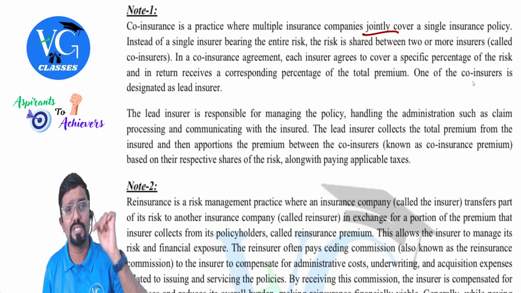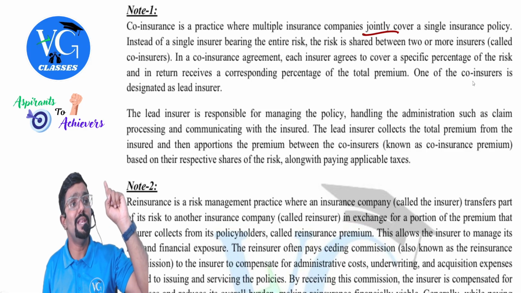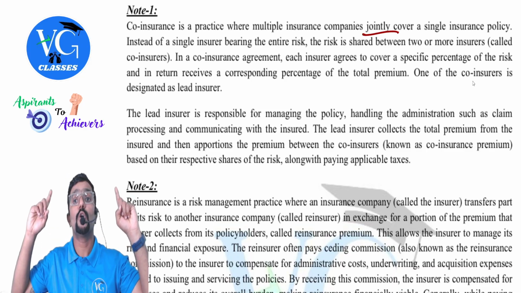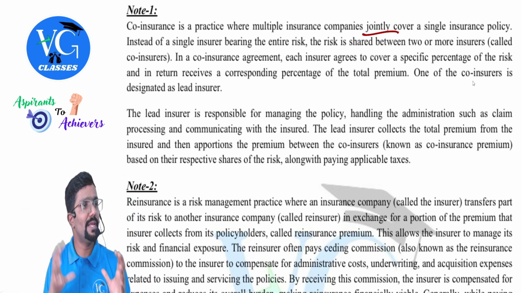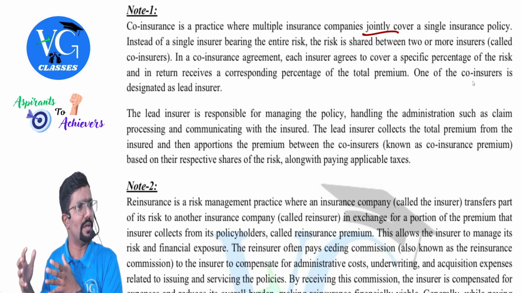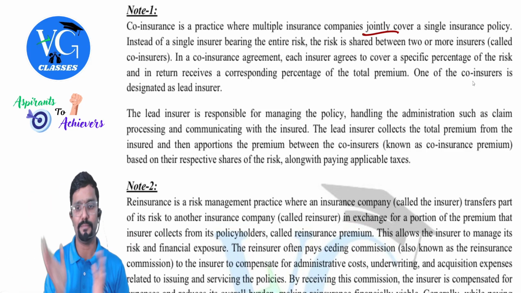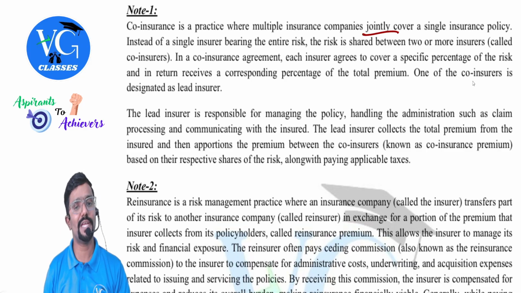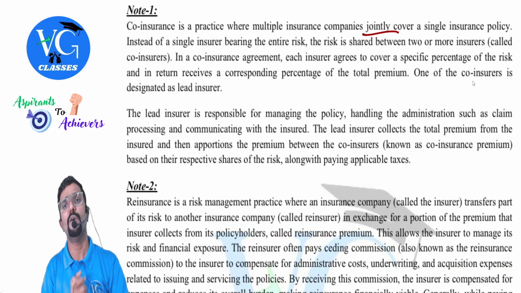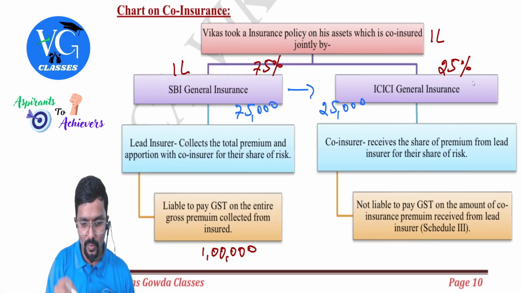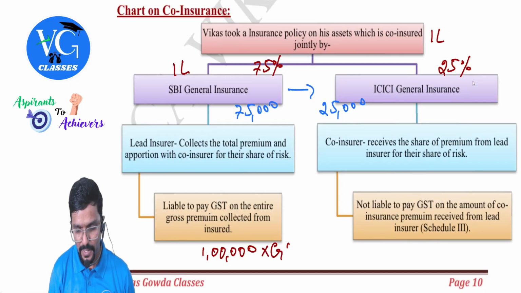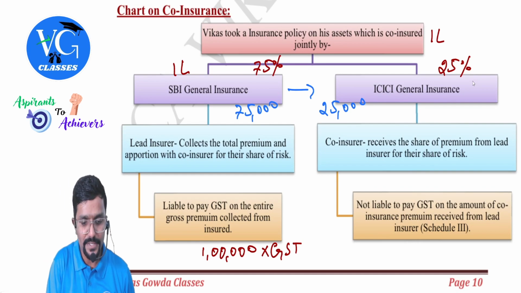Guys, come on. Please use the words which are used in the law. SBI is called what? Lead insurer. ICICI is called what? Co-insurer. Whatever SBI totally collects is called what? Gross premium. They will give a part of it to ICICI, who is the co-insurer. What do we call it? Co-insurance premium, based on the respective shares of risk, along with paying applicable taxes. Who will pay the applicable taxes, guys? SBI. So SBI has to pay GST on the entire 1 lakh, people. On the entire 1 lakh, who has to pay GST? SBI.